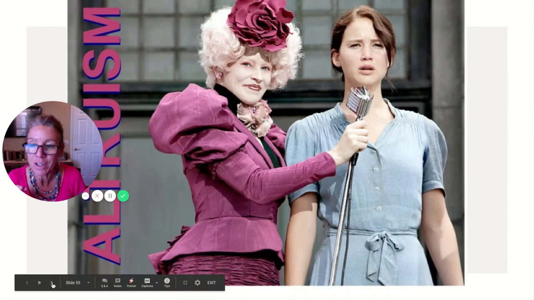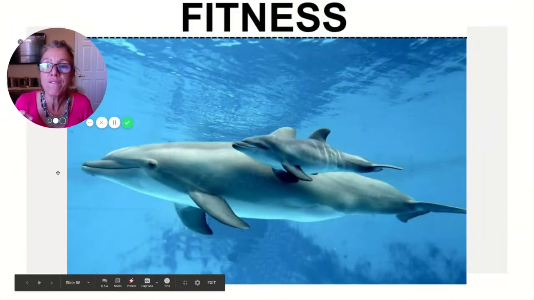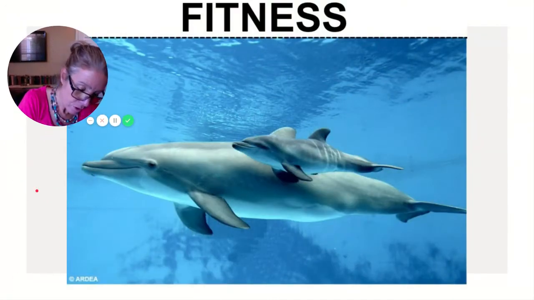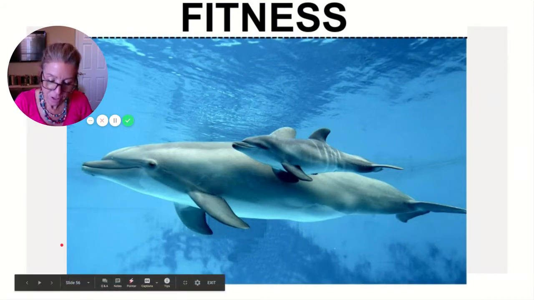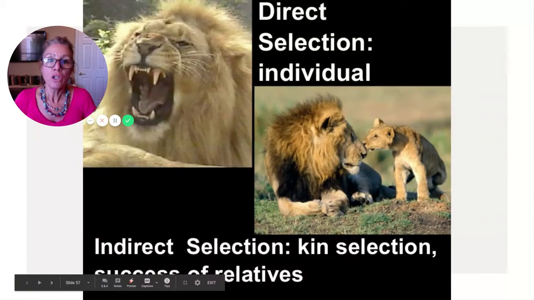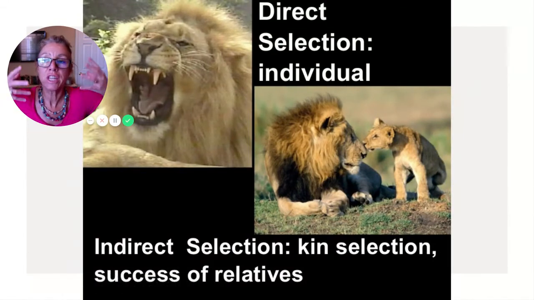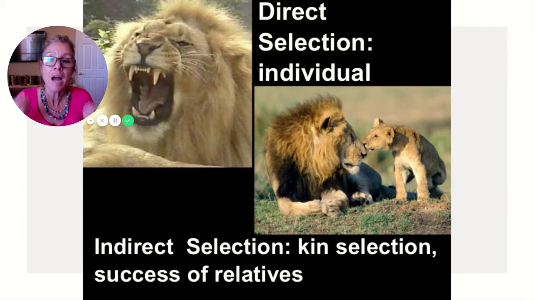Let me show you another slide. Okay, remember, fitness, let's go to your notes. Fitness is reproductive success. Are you able to pass on your genes? Okay, so put that on your notes. Fitness is reproductive success. So you can look at this as two ways. You can look at direct selection, like the individual. I'm defending myself. I'm keeping myself alive. I am eating, right? I'm defending my territory. And then you have indirect selection. Indirect selection is like kin, relative selection. I'm looking at the success of my relatives, right?